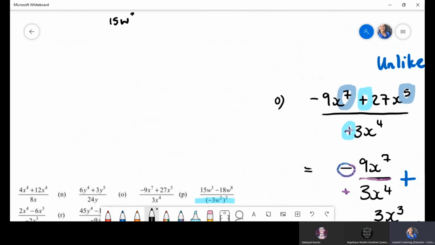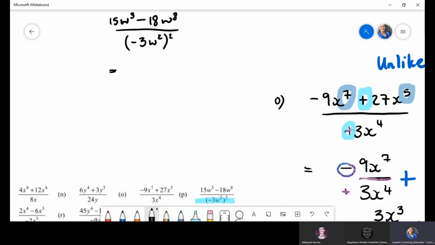15w to the power of 3. Any letter of the alphabet may be used as the variable. 18w to the power of 8 over, in the bracket, a negative 3w to the power of 2. Close the bracket to the power of 2.